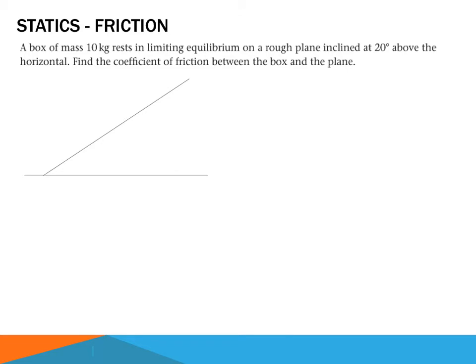Second example, I've got a box of mass 10 kilograms and it's on an inclined plane. So here's my box of 10 kilograms, and obviously down from it I've got to have a weight. Okay, it's in limiting equilibrium, so that's telling me that I've got friction at its maximum. I'm going to think about which way that goes next. It's a rough plane, well, we already figured out that we had friction. It's inclined at 20 degrees above the horizontal, so this is my horizontal, so it's going to be 20 degrees above it that way.